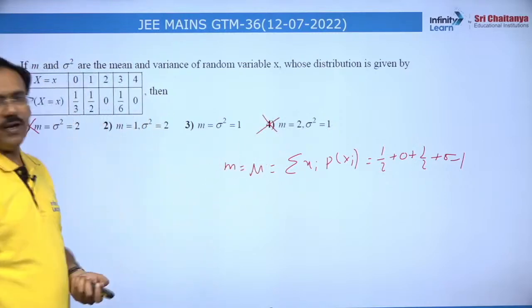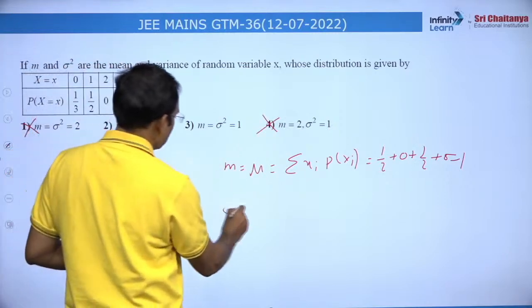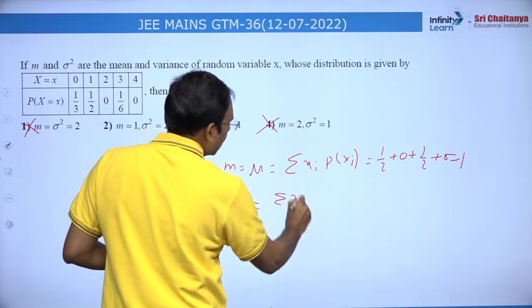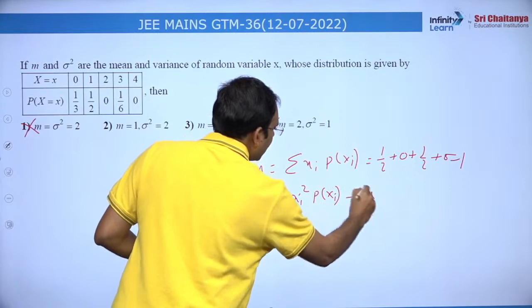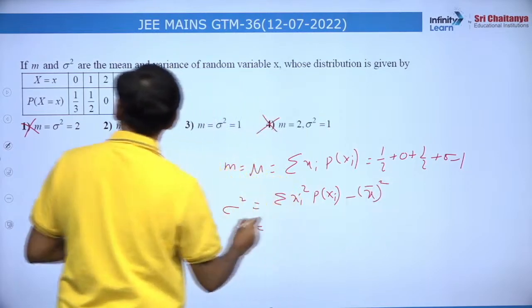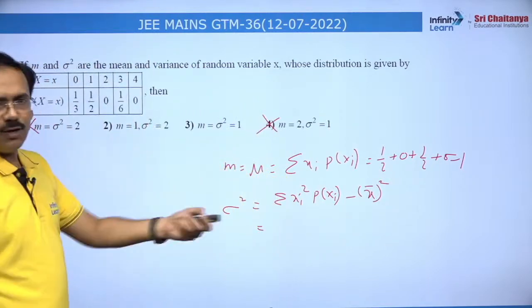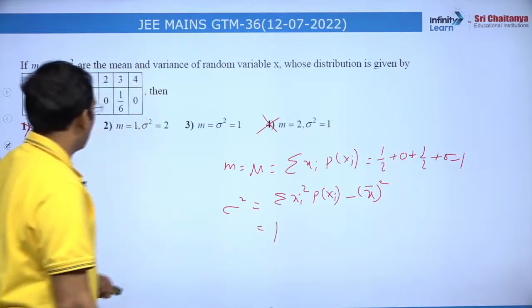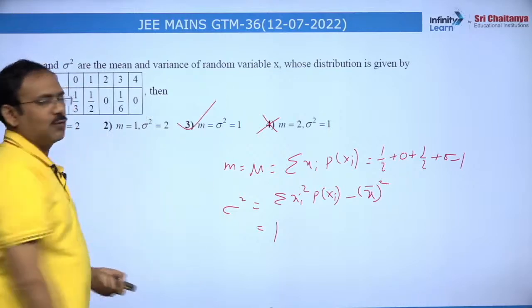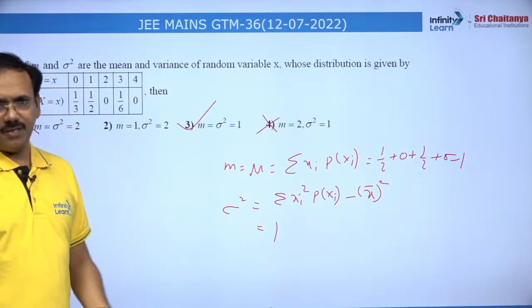Next, my dear friends, this option is gone, this option is gone. So, you need to find variance. Variance sigma square is equal to sigma xi square pxi minus average square, that is it. So, square it and multiply; already you know average is 1, you will get this is also 1. So, the answer is going to be both are equal to 1. Simple formula but important, right.